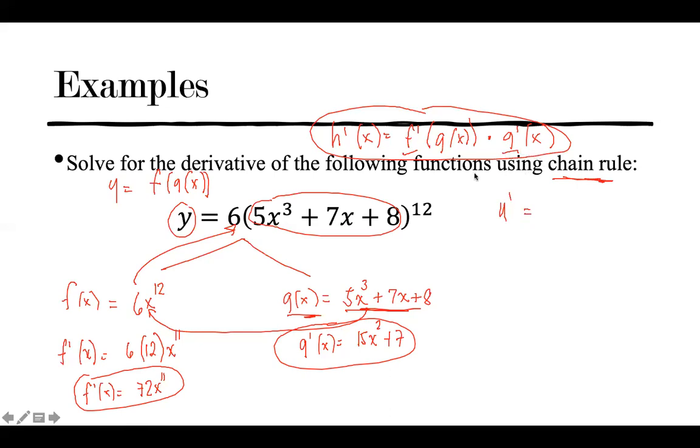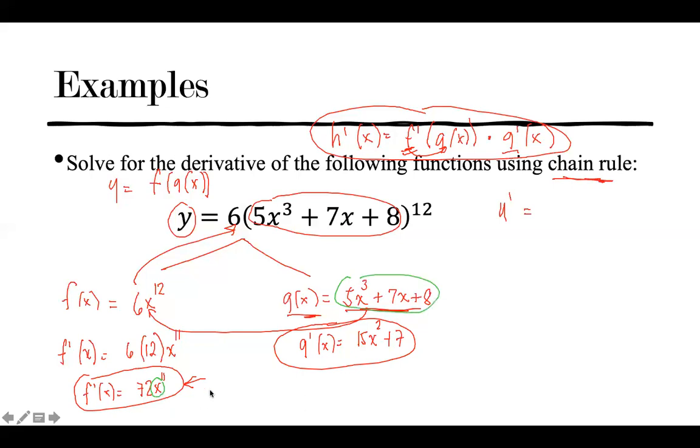So what is your f prime? Our f prime is 72x to the power of 11. However, if we go back here, our f prime is being substituted with g of x. So that is why in 72x to the power of 11, our x here, if you'll agree with me, will be replaced by g of x. And our g of x is this, right?